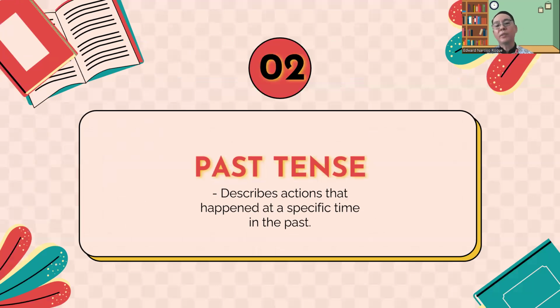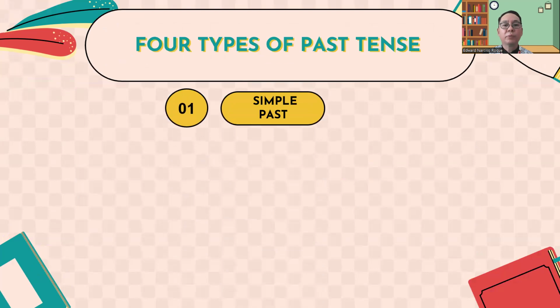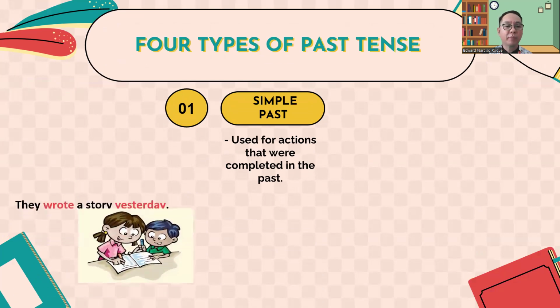The next one is the past tense. The past tense describes actions that happened at a specific time in the past. We also have the simple past. The simple past is used for actions that were completed in the past. For example, they wrote a story yesterday.